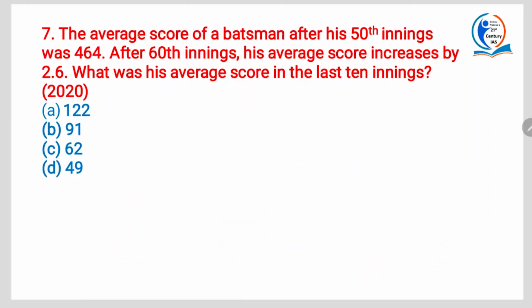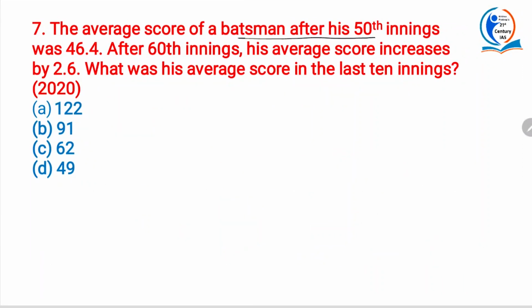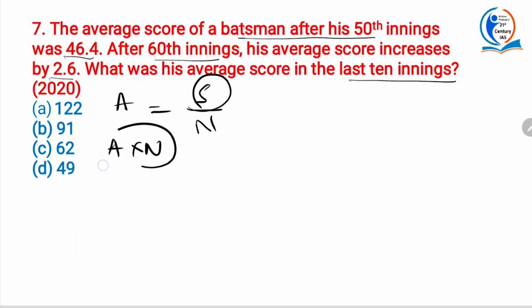All right. Now, the average score of a batsman after the 50th innings is 46.4. After the 60th innings, his average score increases by 2.6. What was his average score in the last 10 innings? Okay, we all know that average is equal to sum by total number of observations. Okay, now what is sum? Average into number. All right, now the sum of the runs in the first 50 innings will be equal to 50 into 46.4.